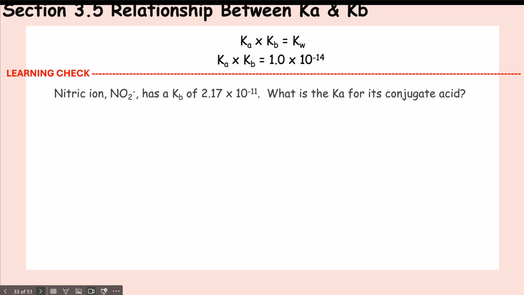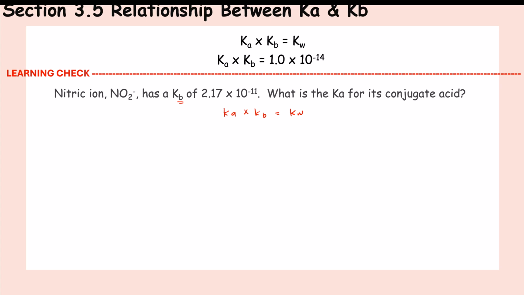Let's do a learning check based on what we have seen so far. Nitrite ion, or NO2-, has a Kb of 2.17 times 10 to the negative 11. What is the Ka for its conjugate acid? So we know that we have Kb, but we don't have Ka. So we can set this up in which Ka times Kb is equal to Kw. We know the value of Kw as well.